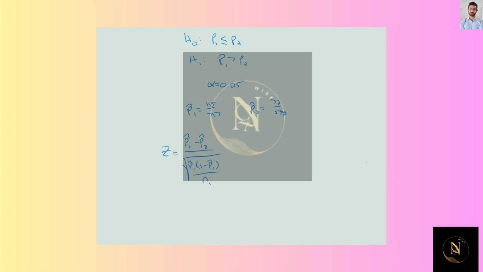And so the standard error, well, I'll just go right to the z-score. The z-score is calculated as the difference between the sample proportions over the square root of the first sample proportion times 1 minus that proportion divided by that sample size plus the second sample's proportion times 1 minus that proportion over its sample size.